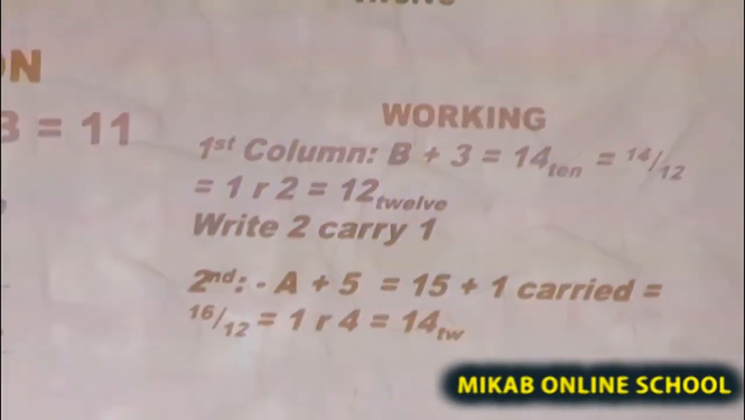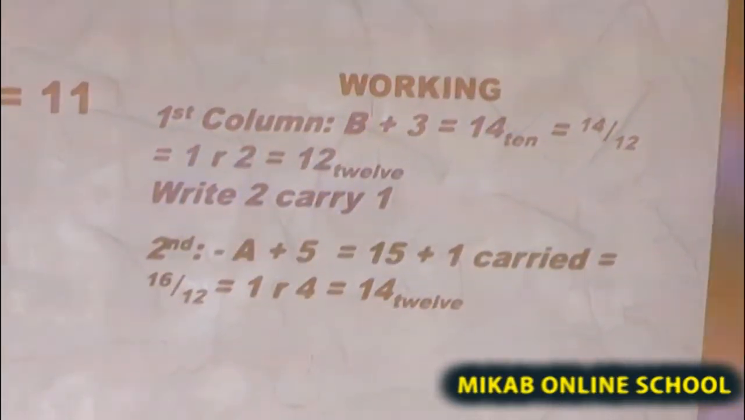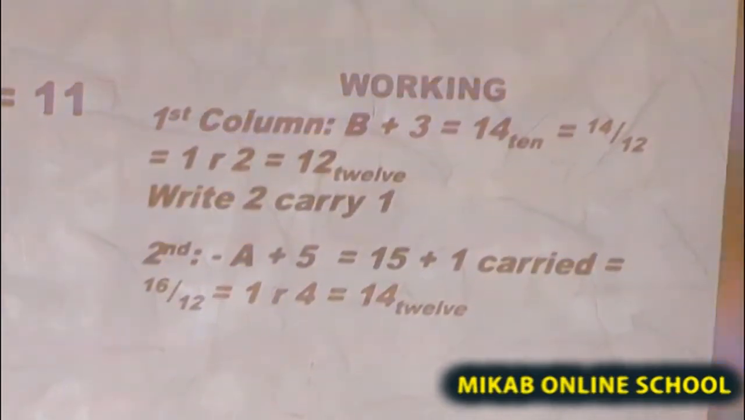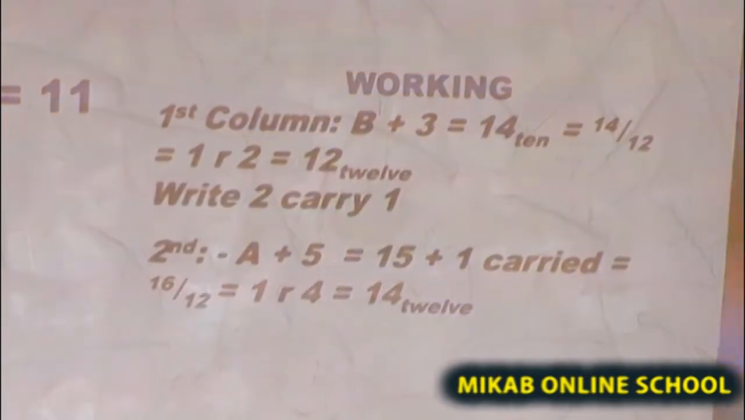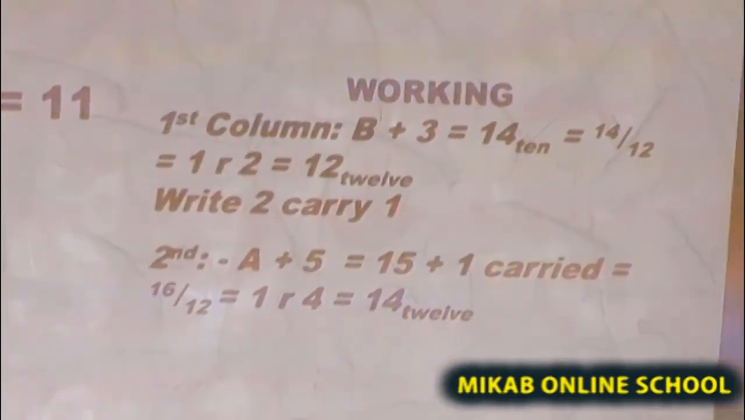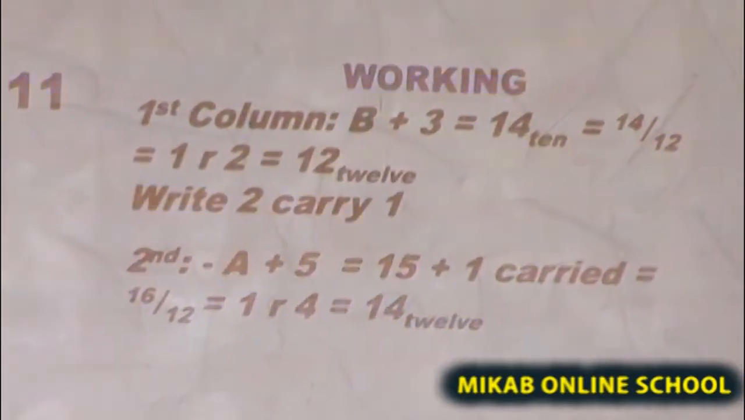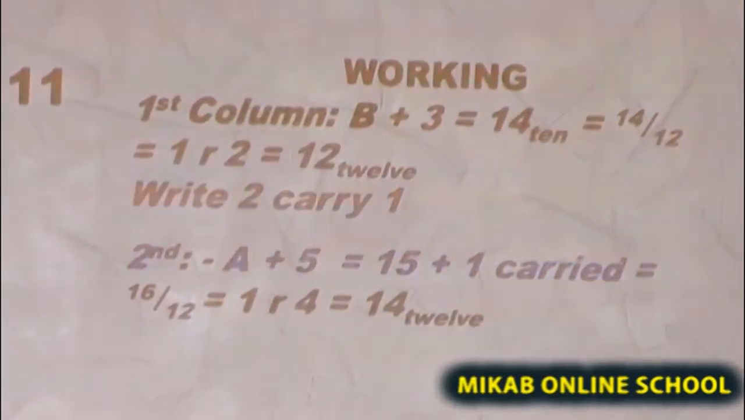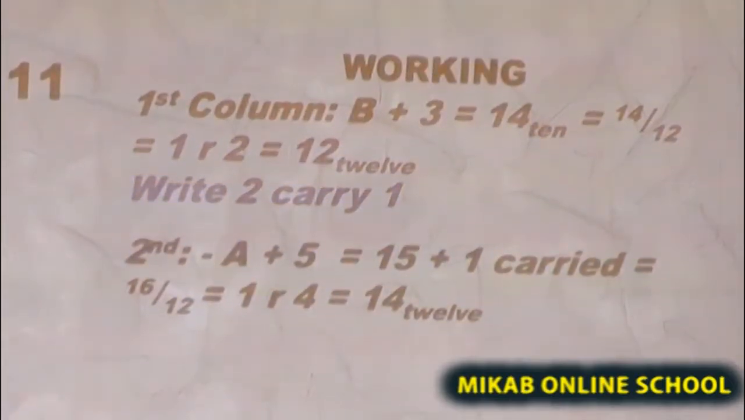Now secondly, we have A, that is the second column. We have A plus 5. A is 10, then we are adding it to 5. So A plus 5 is a way of having 10 plus 5, which will give us 15, plus the one we carried earlier from the first column, added to 15, it will equal 16. 16 in base 10.